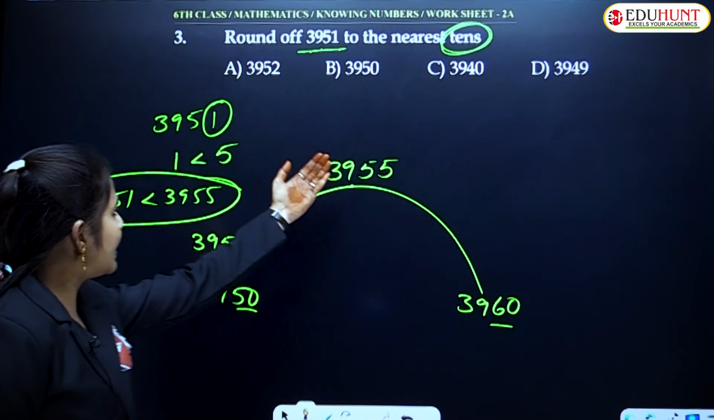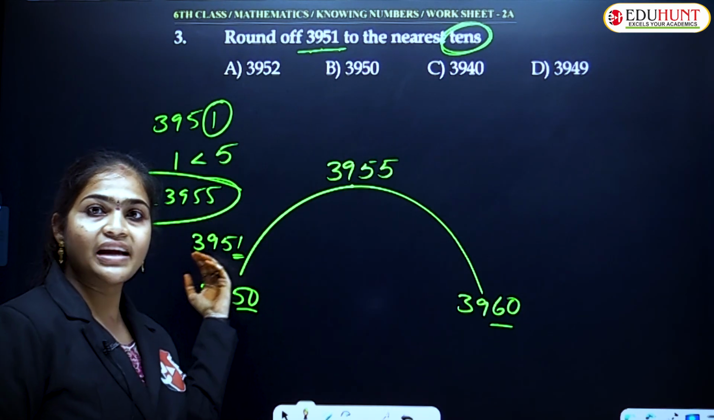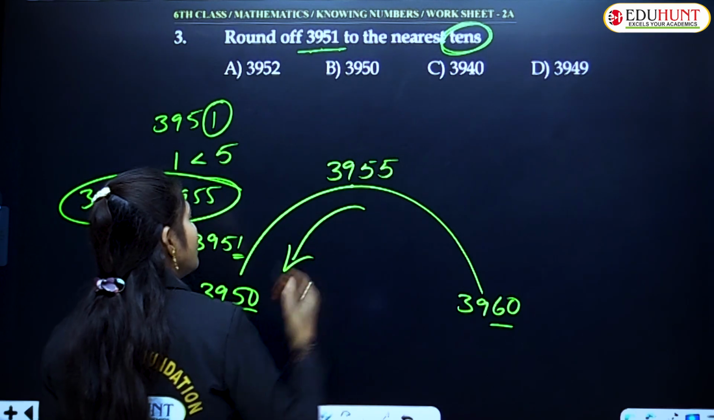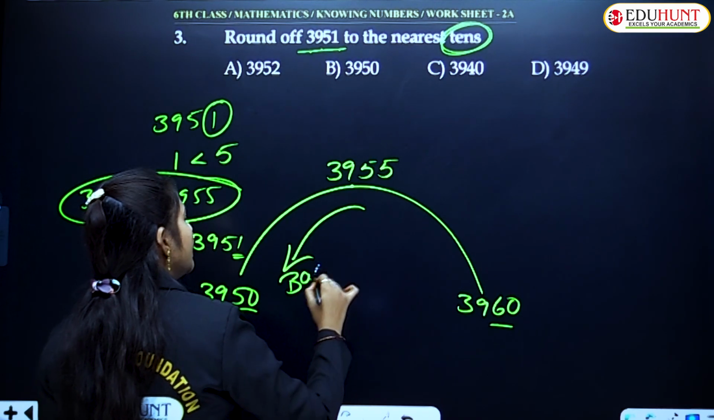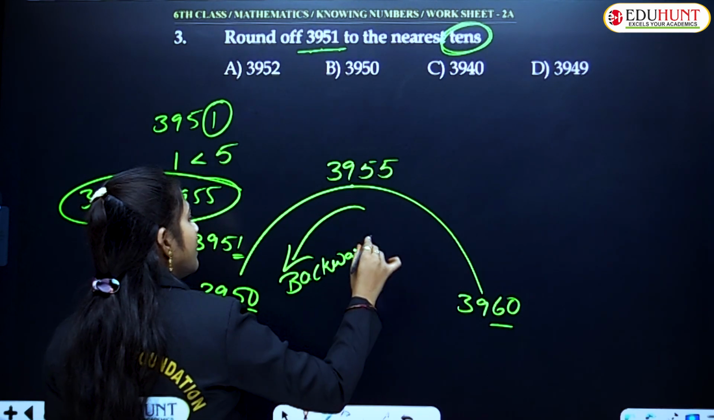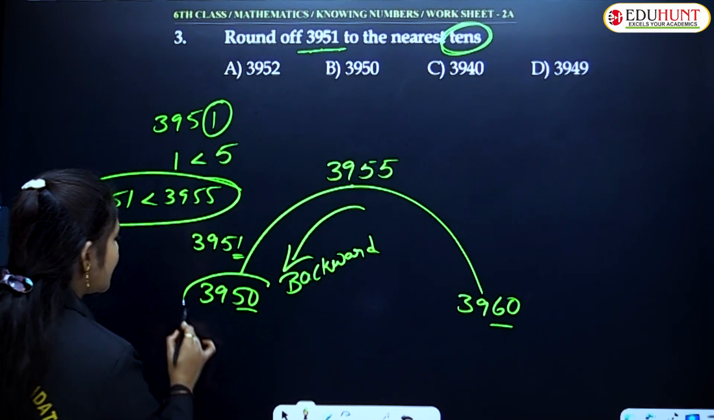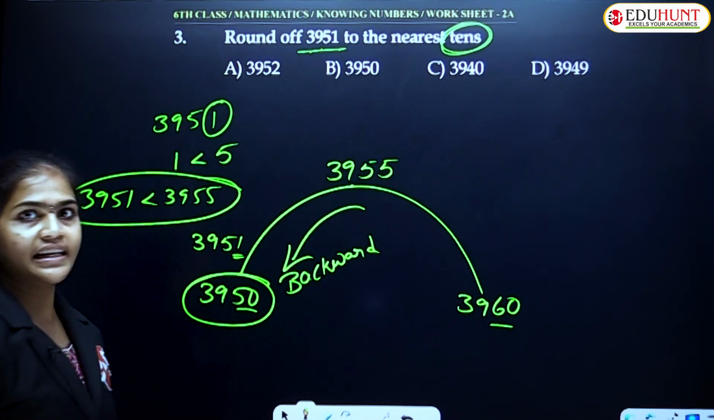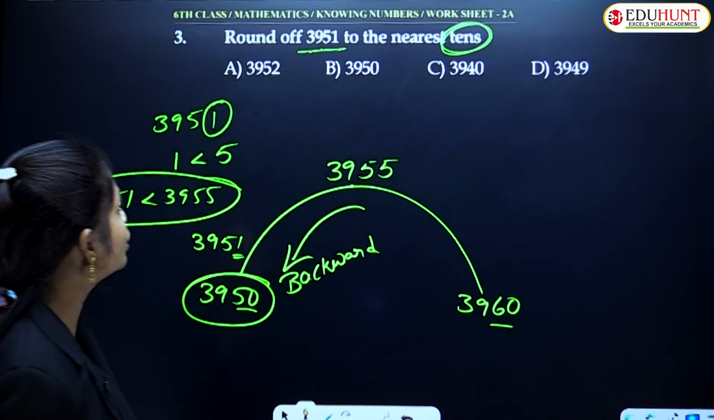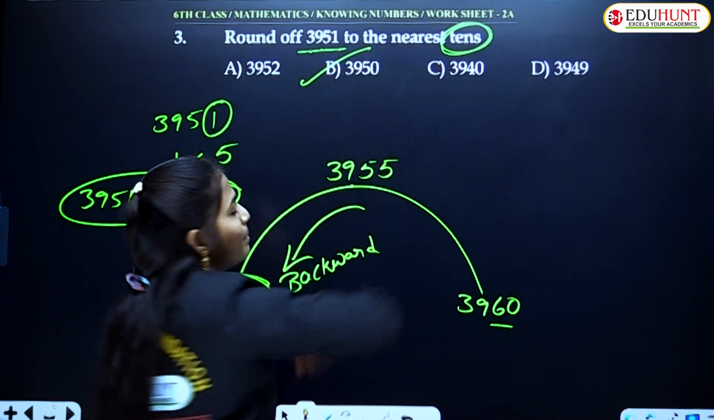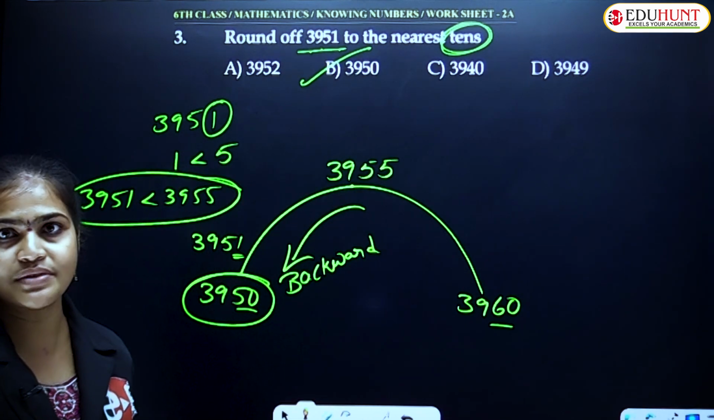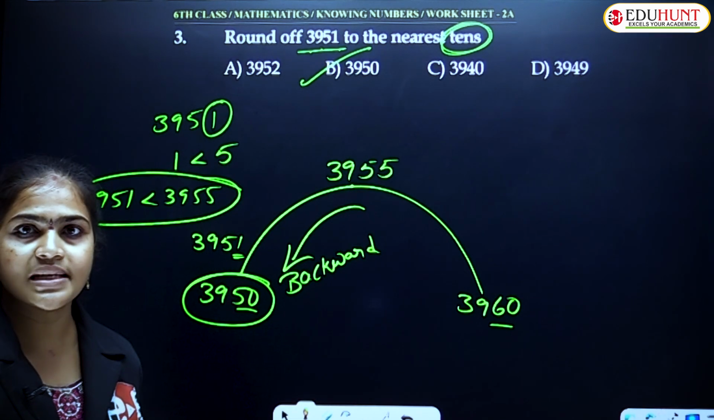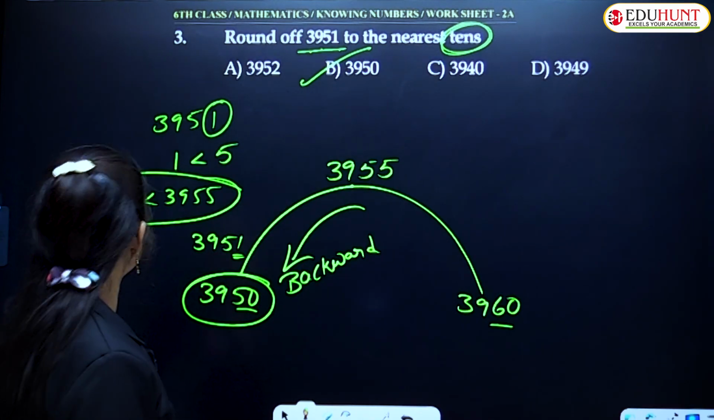Understood? So that is less than, which direction do we have to move here? We just have to come in the backward direction only. In the backward direction, what is the answer here? What is the number? 3950. So which option is correct? Option B is correct, that is 3950. Understood this concept? I hope you understand this one.